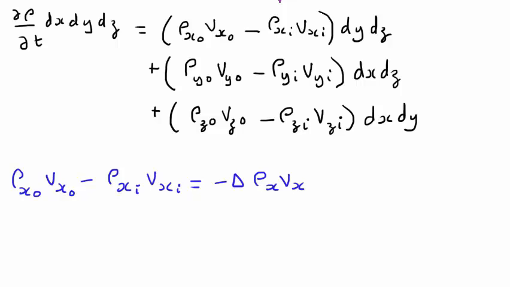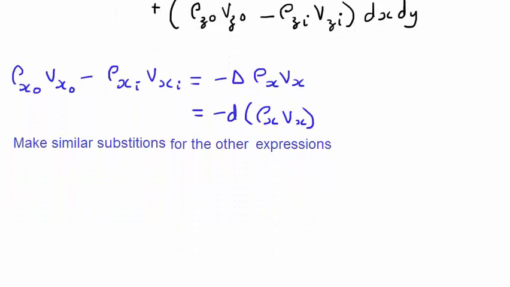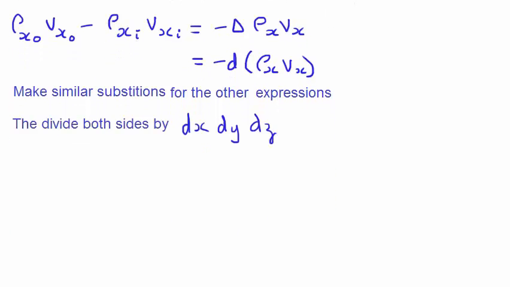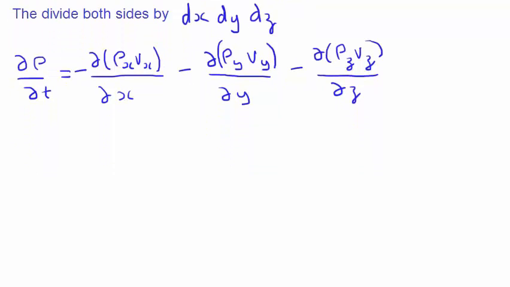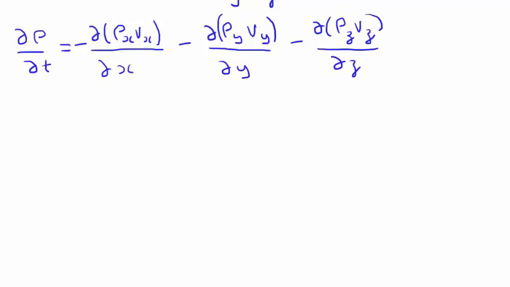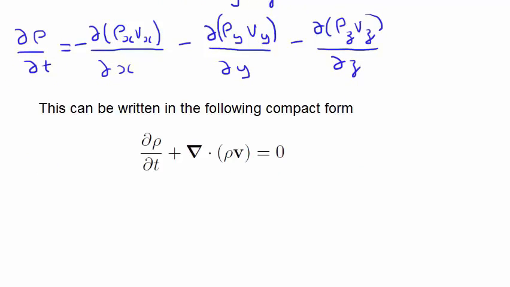If we imagine the cube now becomes infinitesimally small, then we rewrite the difference in terms of this differential. Let's now make similar substitutions for the other expressions. Then divide both sides by dx, dy, and dz, which leads to this expression. We can now tidy up this expression by writing it in the more compact differential vector notation. This is known as the continuity equation.